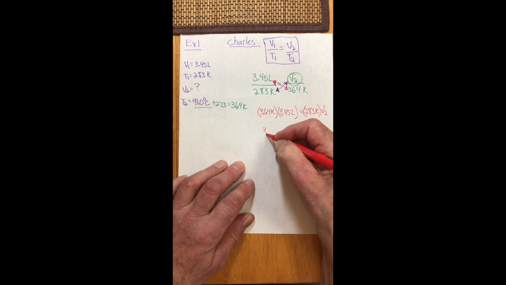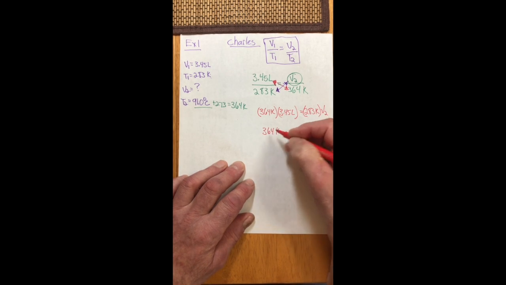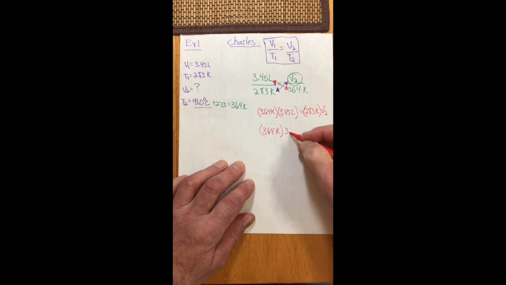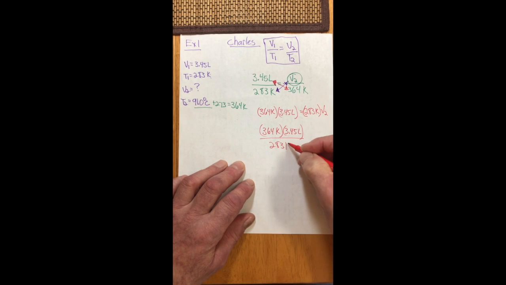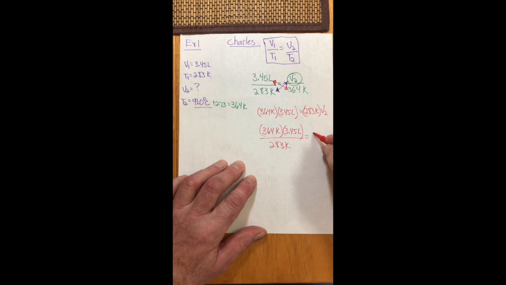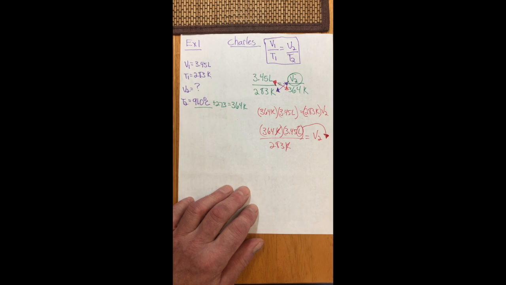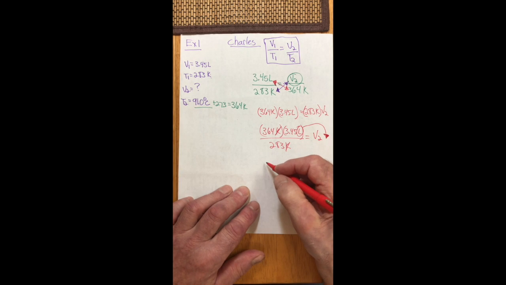So I'm going to have 364 K, 3.45 liters, divided by 283 K is equal to V2. The K's cancel, reminding me that I have to put liters in here. Actually, mathematically, it would work out to be that I put liters in there. So again, this is all you really have to write.